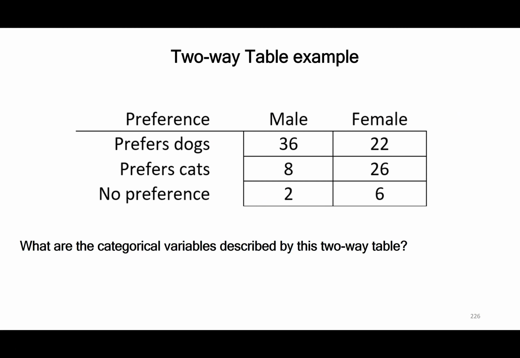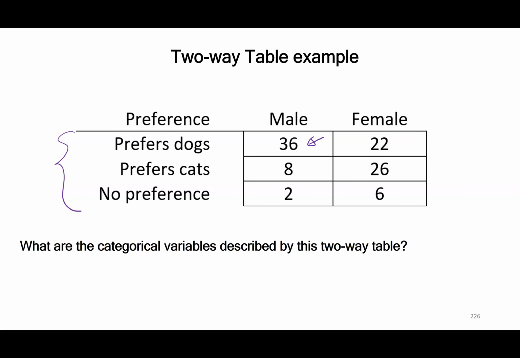So this example that we're going to use, it looks like it's an older example. They looked at sex, male and female, very binary, to pet preference. So does the person say they prefer dogs? Do they say they prefer cats? Or do they say that they have no preference? So looking here, it looks like 36 male individuals said they prefer dogs, and 22 female individuals said that they prefer dogs, and so on.